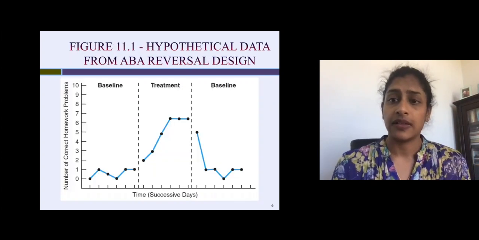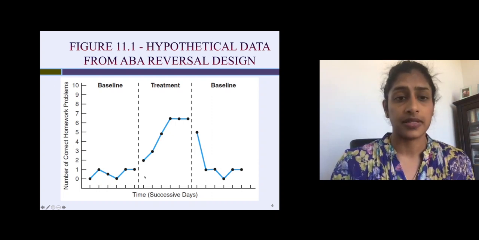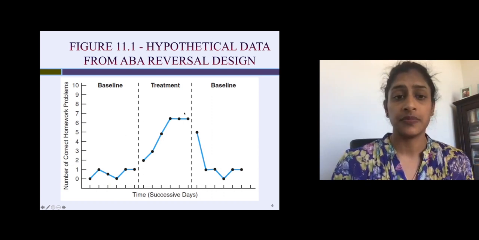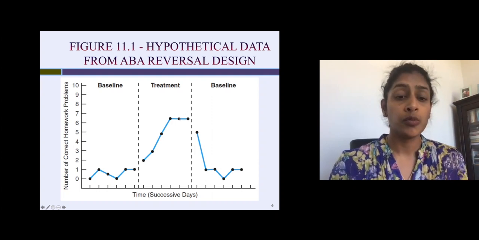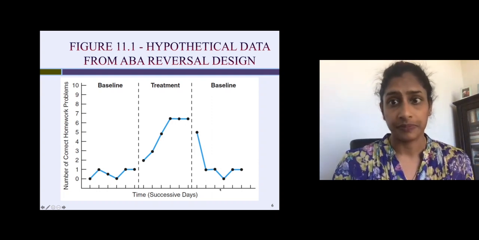So it might look something like this, where you can take a look and you see we've got our baseline, and then we take a look at our treatment, and you start to see that there's an improvement, right? We have an increase in the number of correct homework problems. And then when we remove that treatment, what we see is a drop in our baseline again.